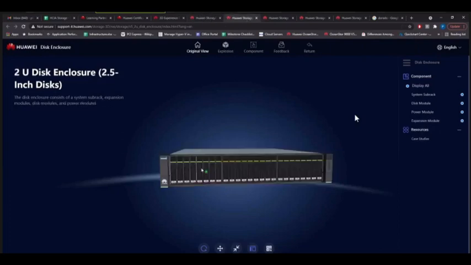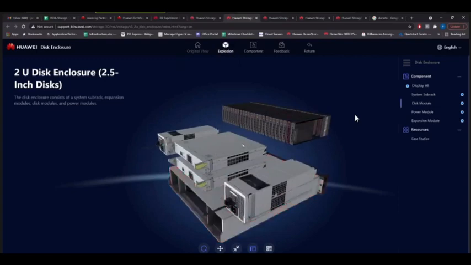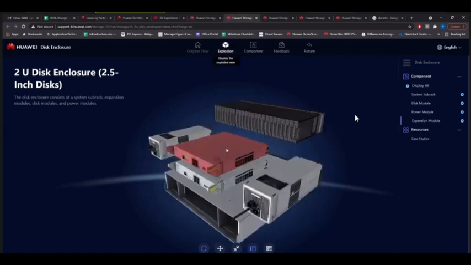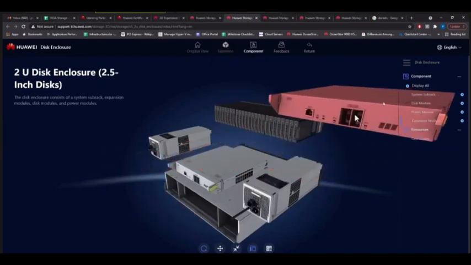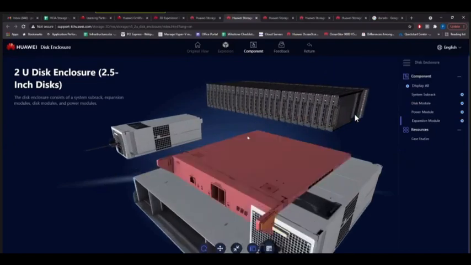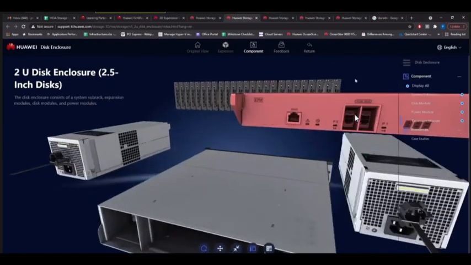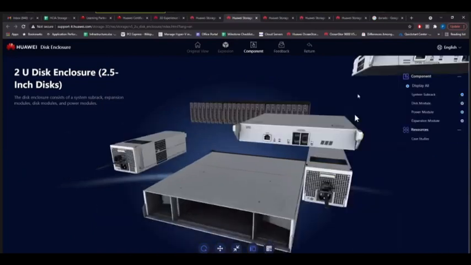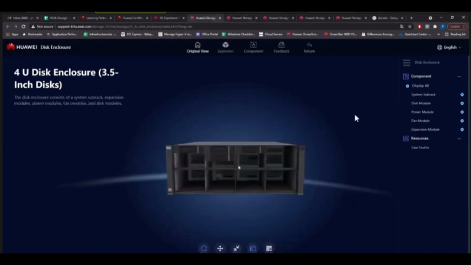So 2.5-inch disk enclosure, you'll see if you do an explosion, it is just the disks, and this is not the controller, right? This is just the expansion module. It's not the controller, okay? So expansion module, if you see properly, look at this guy, change the view. It's basically just to attach your expansion ports, right? So this is a SAS disk enclosure, 3.5-inch disk enclosure.